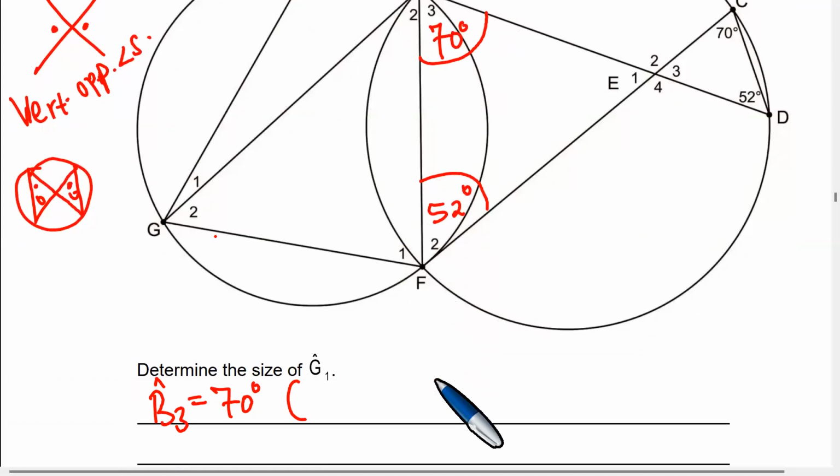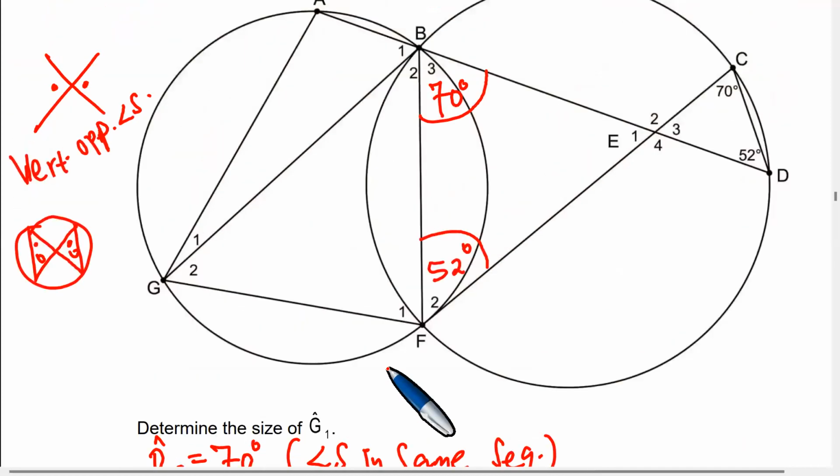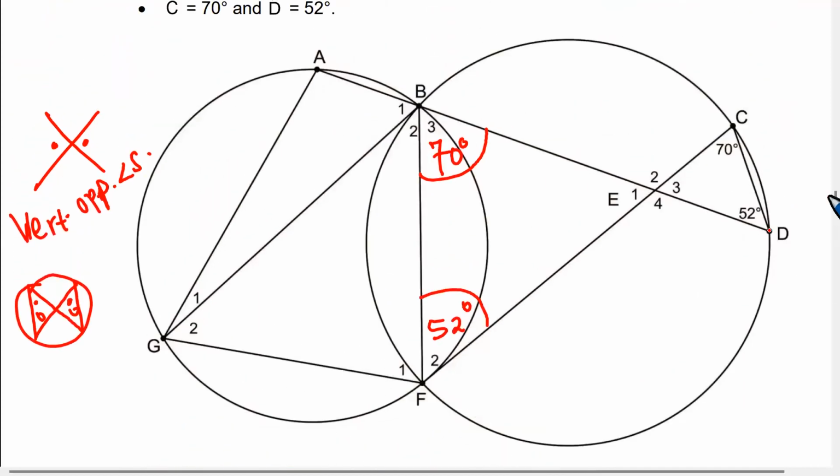So B3 is actually 70 degrees, angles in same segment. But also we have F2. F2 is equal to 52 degrees. Why is F2 equal to 52 degrees? Angles in the same segment. And G2 will also be 52.